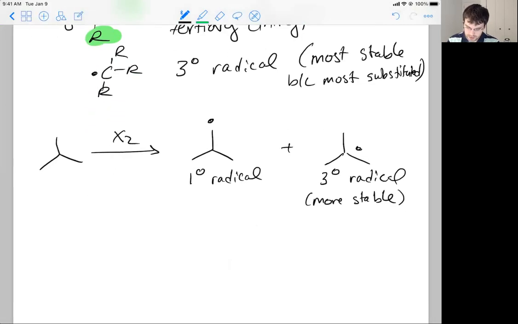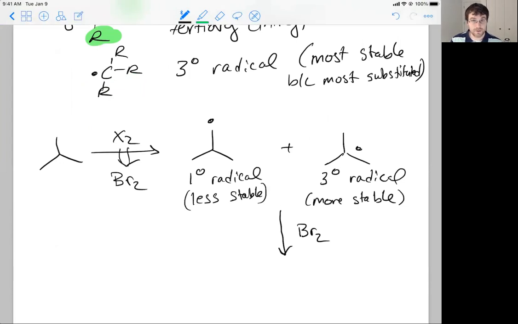And what that means is that if we're forming these radicals with X2 equals Br2, the primary radical will be less stable and less likely to form. That's significant. It's significant that the primary radical, which has more hydrogens available to it, is not going to be formed as often as the tertiary radical because the tertiary radical is more stable.